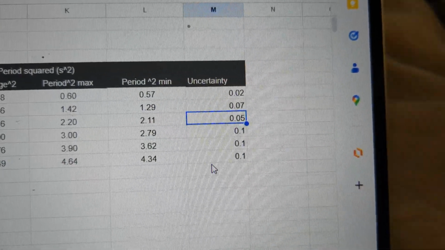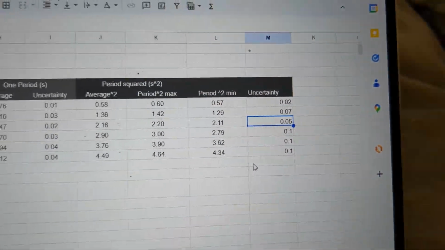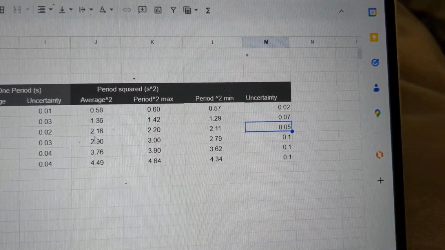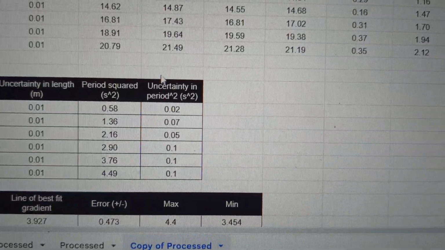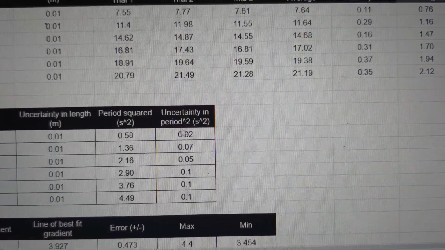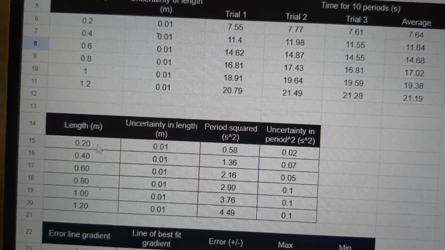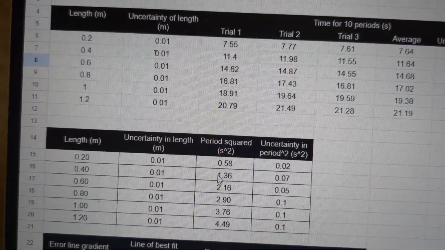So what we need to put down into another table down the bottom, which is going to go into Logger Pro, we're going to need this, the uncertainty. We're going to need to have our average period, and that's for our y-axis values. So you can see here we've got the period squared, got the uncertainty, and then over here we're going to have the length and our uncertainty and length. These ones here have just come from above, okay? That is to copy and paste directly down.